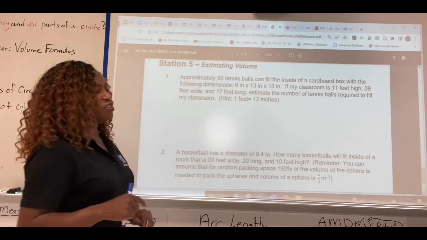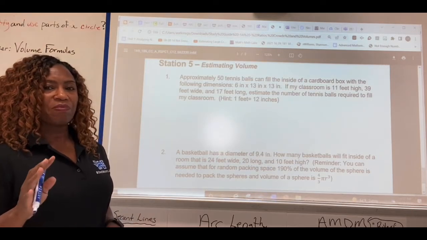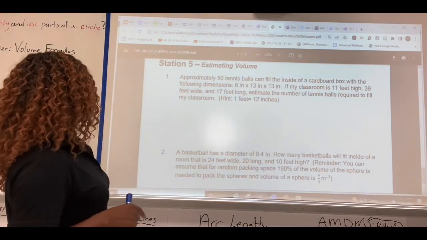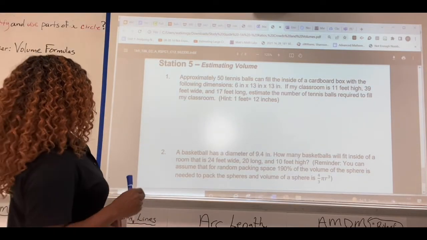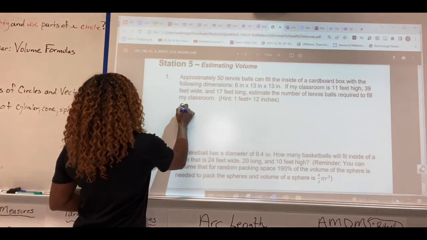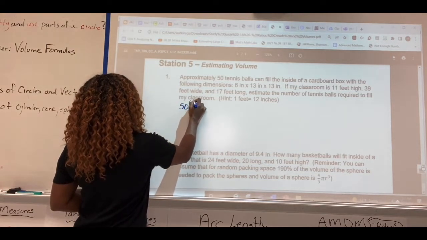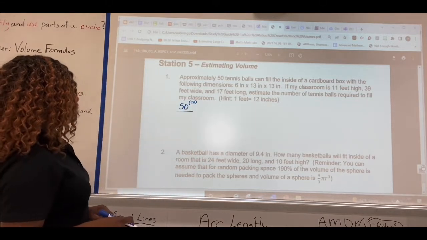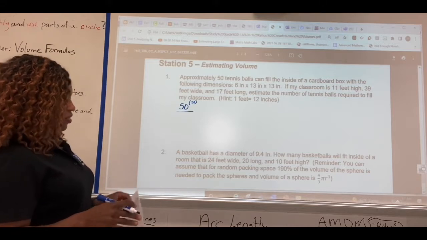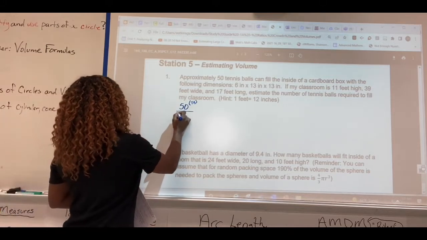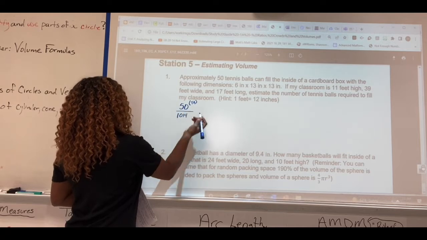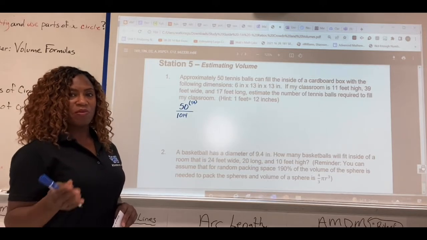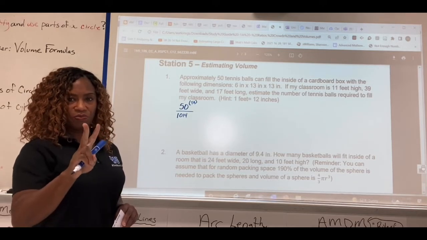Well, in this case, we're still setting up proportions so that we can cross multiply and solve, similar to the way we did on estimating crowds. Let's take a look at what we're given. So we're given that about 50 tennis balls, I'm gonna put TB, can fill the inside of a cardboard box that's 6 inches by 13 by 13. And so that would be a total of 1,014 cubic inches.